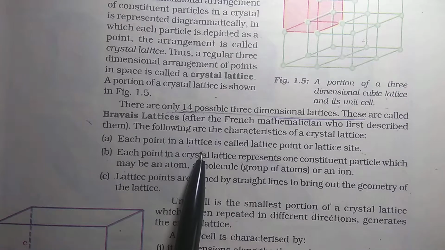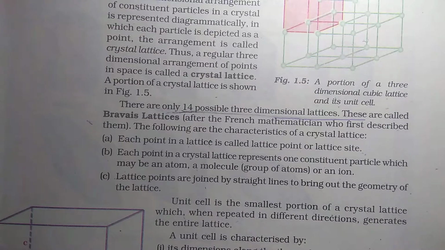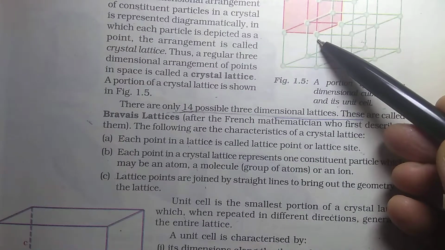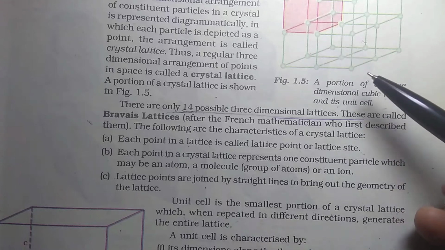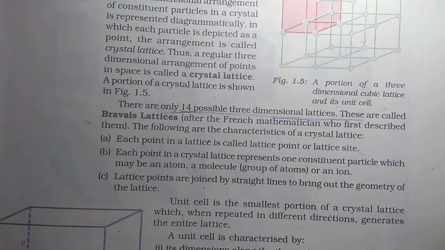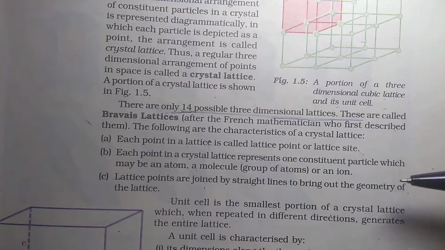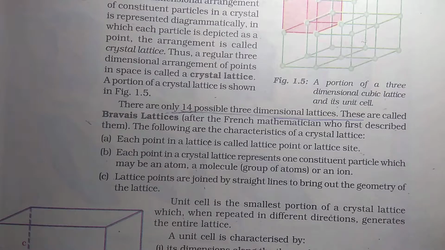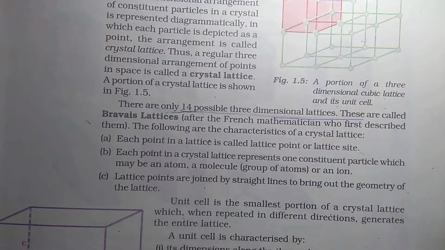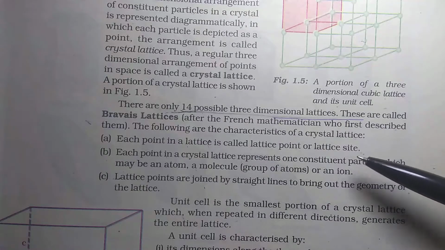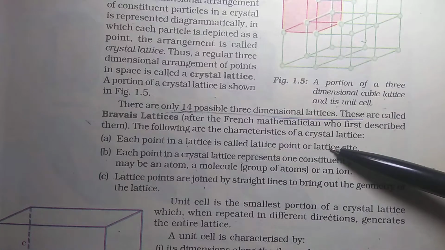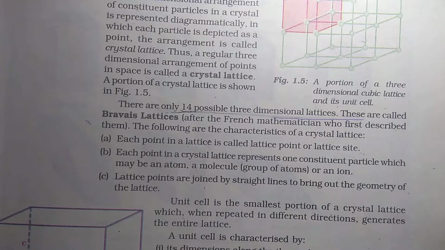Each point in a lattice is called a lattice point or lattice site. That is, see, this is a lattice point, this is a lattice point, this is a lattice point. So all these are lattice points. And each point in a crystal lattice represents one constituent particle. It may be an atom or a molecule or an ion. And all these lattice points are joined by straight lines, okay, to bring out the geometry of the lattice. So this is how you are going to see 14 different types of lattices, okay.